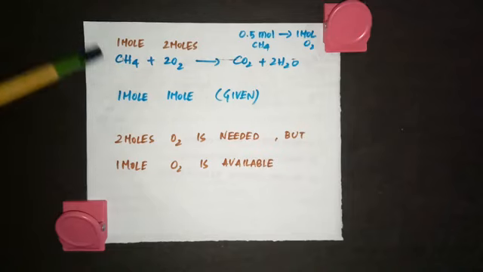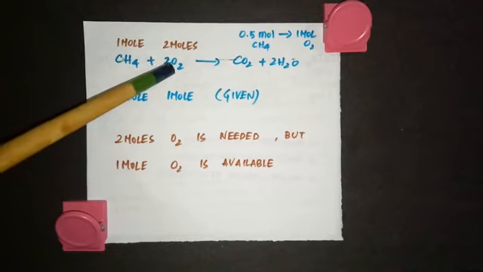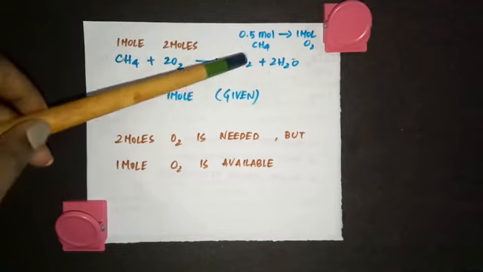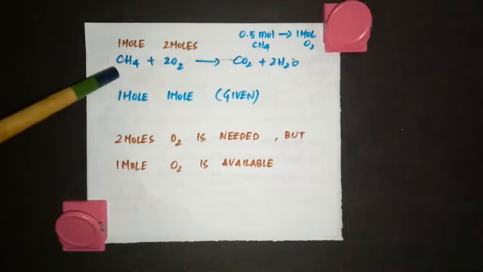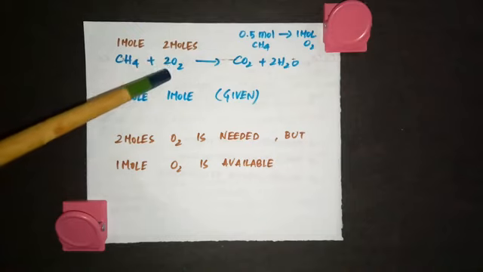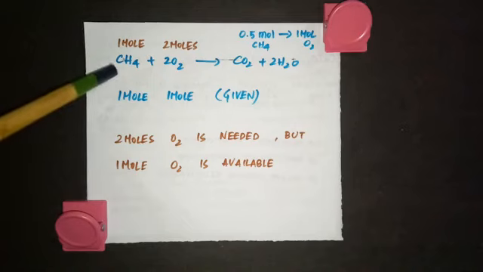Now, look at this equation. Let's take the same equation that we have just seen. Methane reacts with oxygen to give you carbon dioxide and water. So, according to this equation, 1 mole of methane reacts with 2 moles of oxygen to give you the products. So, for every 1 mole of methane, I need how many moles of oxygen?